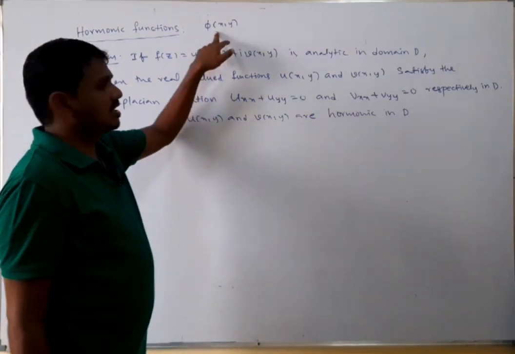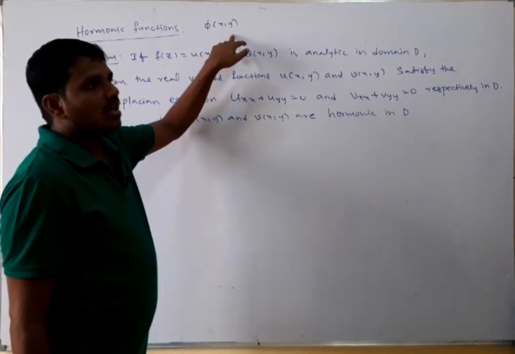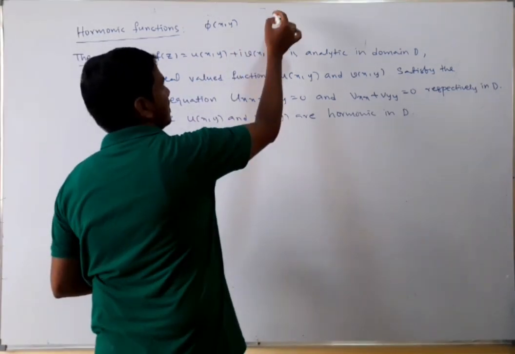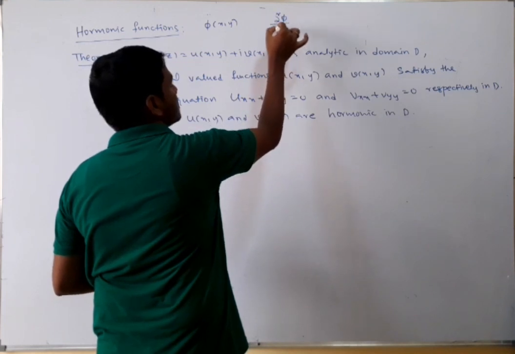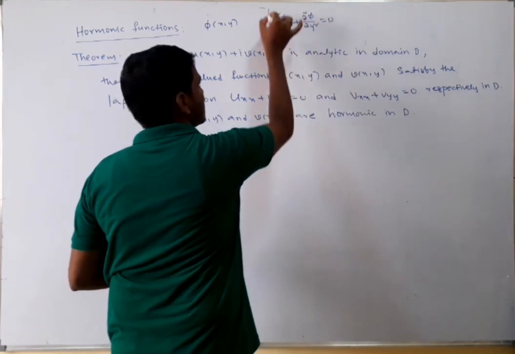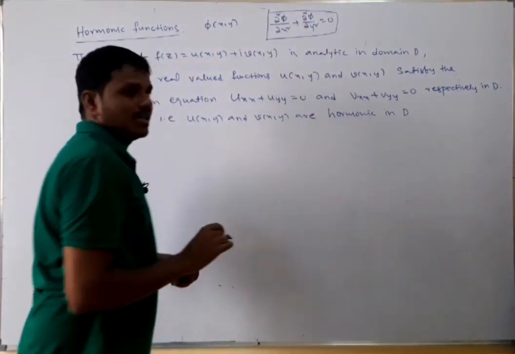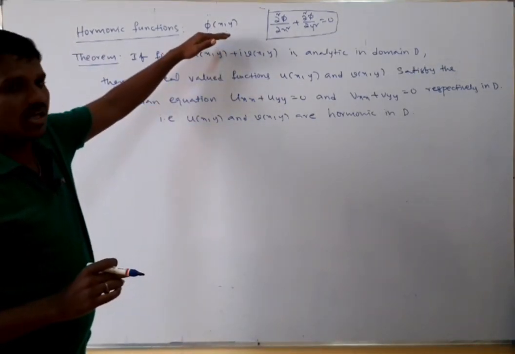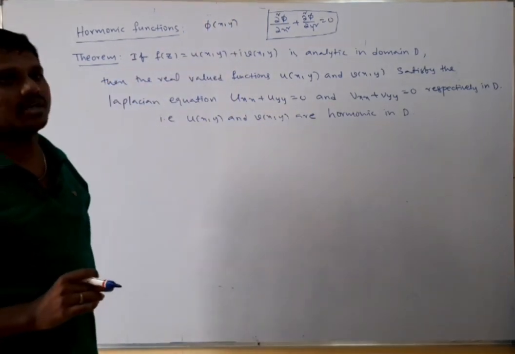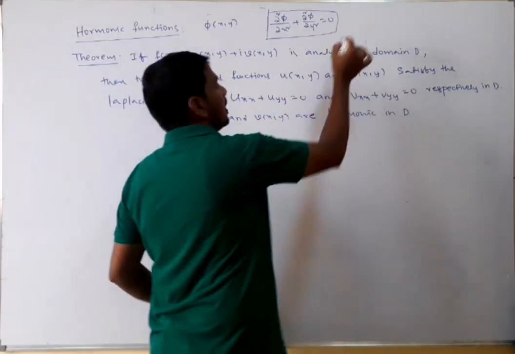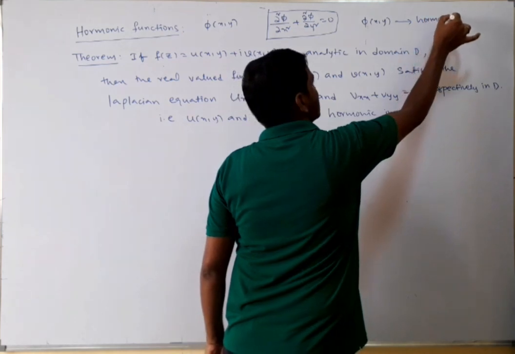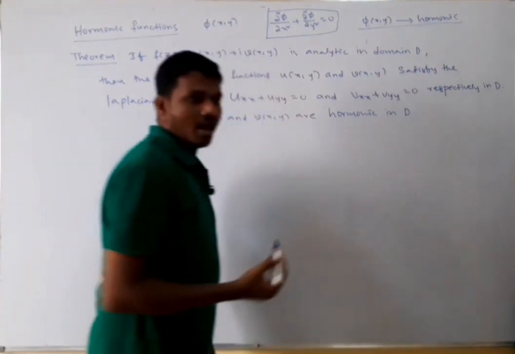or suppose that phi of x comma y is a function of two variables x and y having second order continuous partial derivatives and satisfying the Laplacian equation, dou square phi by dou x square plus dou square phi by dou y square is equal to 0. This equation is called the Laplacian equation or Laplace equation. If you take the function phi of x comma y having second order continuous partial derivatives and satisfying the Laplace equation, then the function phi of x comma y is said to be a harmonic function.